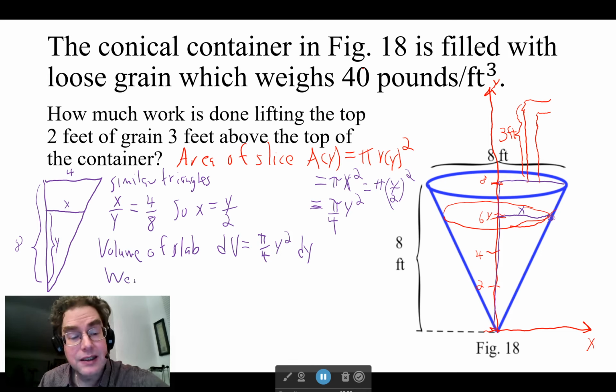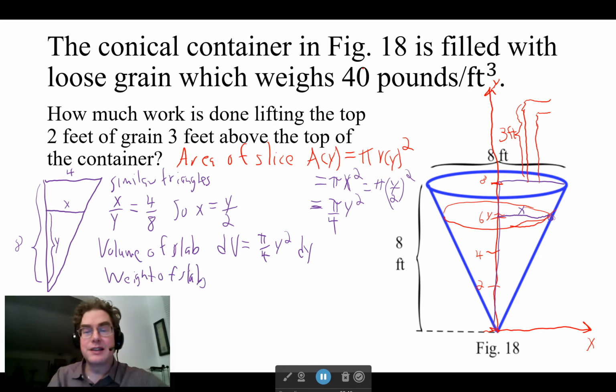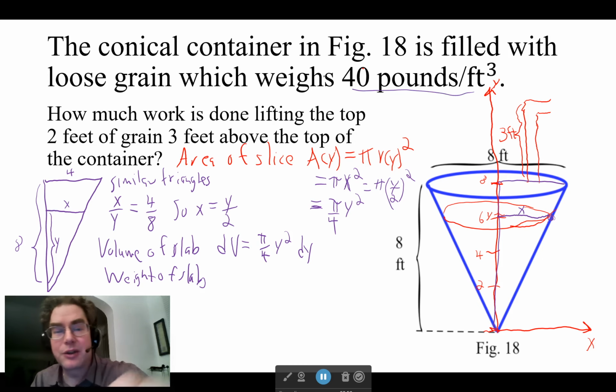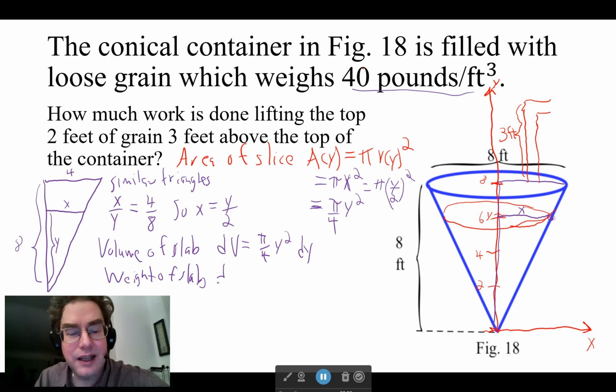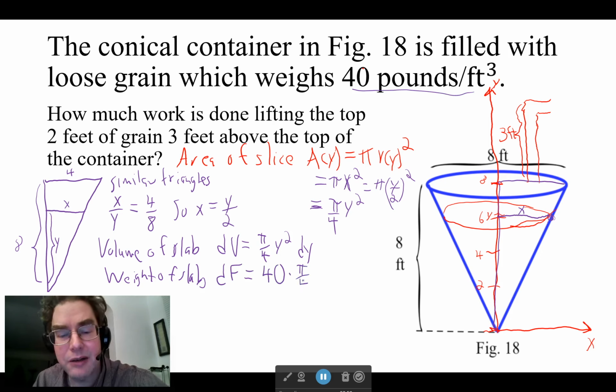So the weight of the slab. Well, now for this, we're going to multiply by the density, which is given to us in the problem there. It is 40 pounds per cubic foot. So the weight of the slab, that is our differential of force. That is going to be 40 times the volume, which again is pi over 4 y squared dy. And so we can simplify that up a little bit and get 10 pi y squared dy.